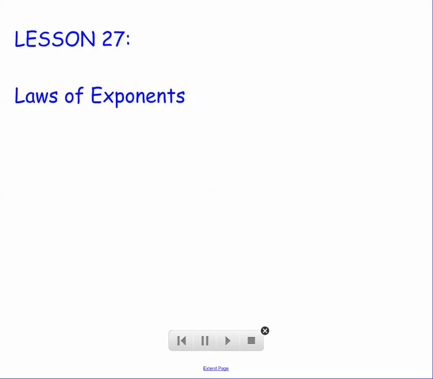I love working with exponents. I don't know, call me weird. I'm sure you are, but this is fun for me. The more complicated, the better. I really enjoy this stuff.